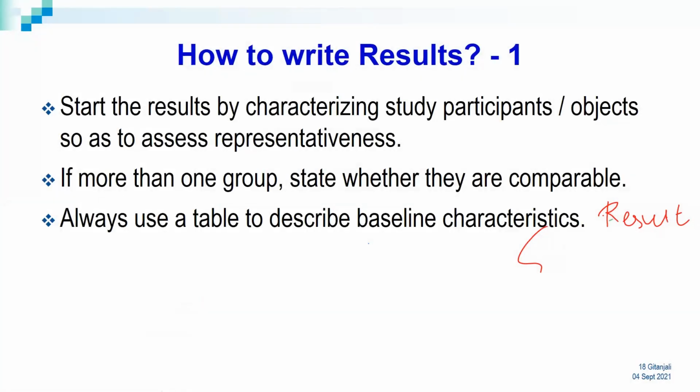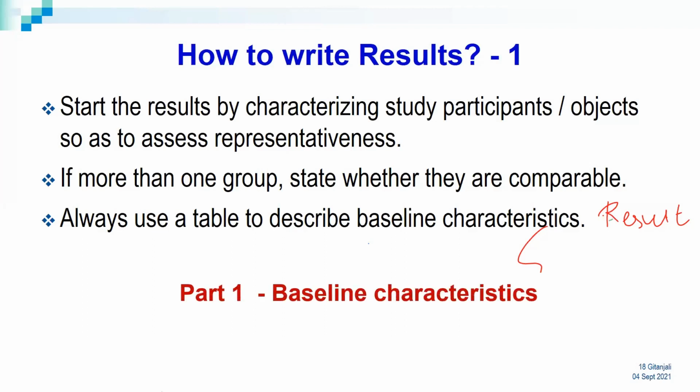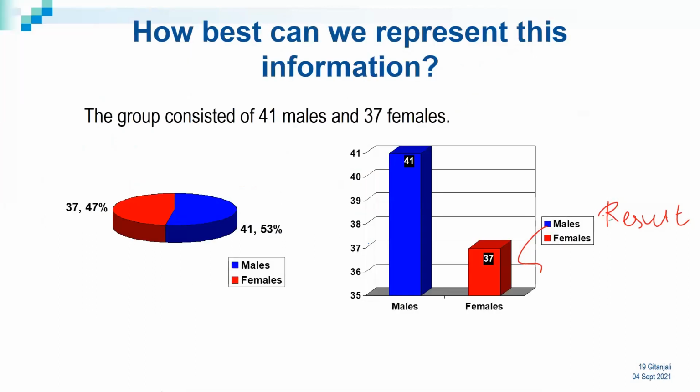I told you that in the first part of the results, you should start characterizing the study participants or objects. Why is it done? Because you want to assess their representativeness. If you have more than one group, you must say whether they are comparable. Let's say you have a control group and a study group. You want to know whether they are comparable at baseline. That is the reason why you characterize the study participants, and always use a table to describe the baseline characteristics. So part one of your results will be baseline characteristics.